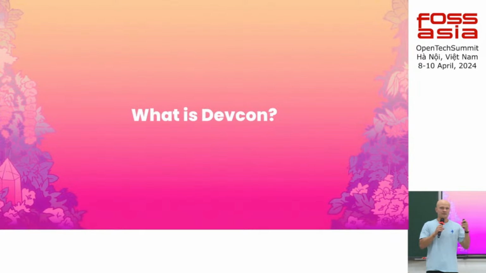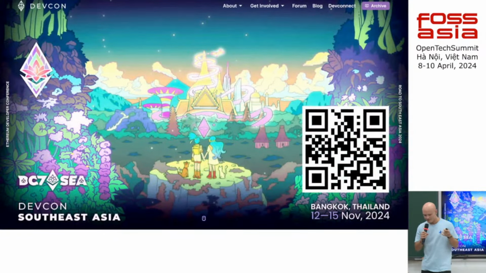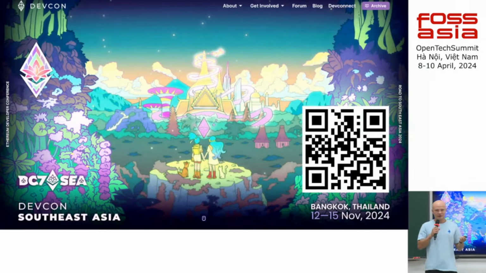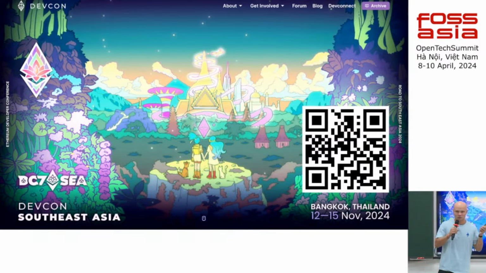DevCon is basically the global reunion of the Ethereum ecosystem. So the Ethereum ecosystem consists of people all around the world: developers, researchers, economists, cryptographers, artists, of all types of people. They live all around the world, and DevCon is our attempt to reunite the global community. And every year it goes to a different place. So last DevCon was in Bogota, Colombia. The year before that, it was in Osaka, Japan. The year before that, it was in the Czech Republic, in Prague. The year before that, it was in Cancun, Mexico. And this year, it is coming to Bangkok, Thailand.